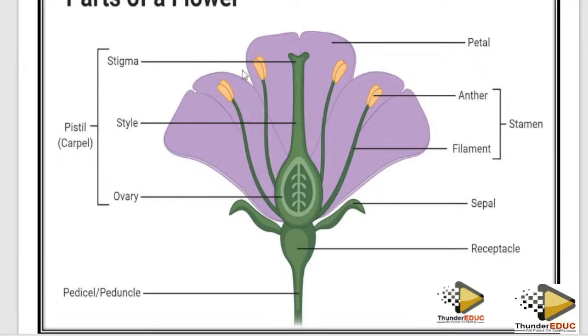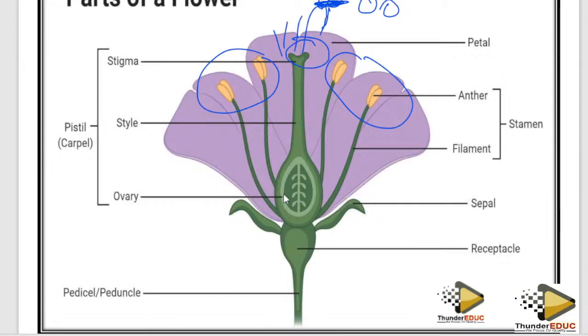Is this insect pollinated or wind pollinated? Check this and check this. The moment these anthers are below the stigma, it means that it's insect pollinated. Because if it was wind pollinated, the anthers would have been up, so that when they shake, the pollen grain will fall on the stigma, and then fertilization will take place. But because now the anthers are below the stigma, it means that this flower is an insect pollinated flower.